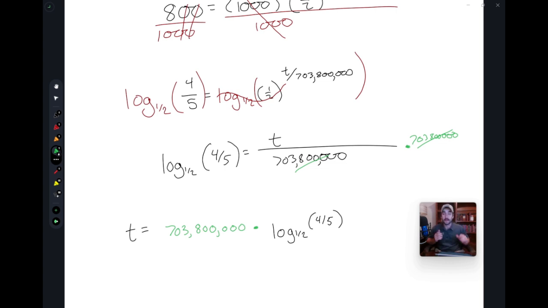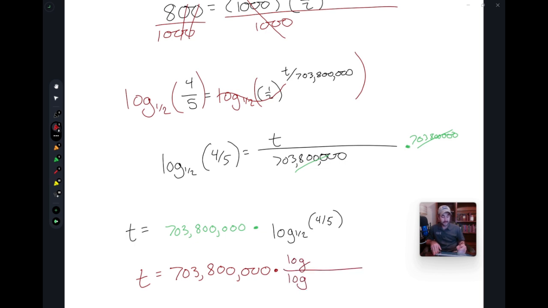Now before we wrap up for the day, I want to do a quick practice with the change of base formula because we've got a not common log and we want to move it to the common log. And if you remember from last section, you take the top and you move it to the top, you take the base and you move it to the bottom. So instead, in order to be able to type this in a calculator, we're going to write t equals 703,800,000 times, remember there's a log on the top and a log on the bottom, and the one that's a little bit above goes to the top and the one that's a little bit below goes to the bottom. So you got 4 over 5 and 1/2. And we've changed our base in order to be able to type it in a calculator and have a nice pretty answer that will work.